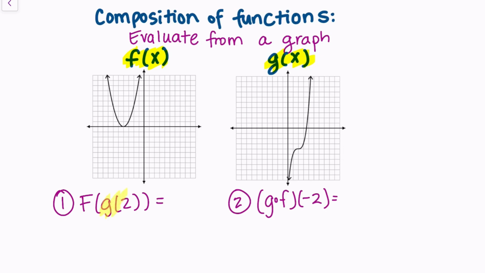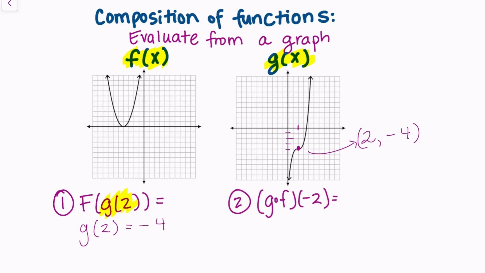So whatever is on the inside you do first. So I am going to worry about finding g of 2. If I look at the graph for g and I go to where x is 2, I'm going to look to find the point on the graph. It appears to be right here. And this ordered pair would be 2, comma, what, negative 4, 1, 2, 3, 4, yep, negative 4. And so g of 2 is negative 4.